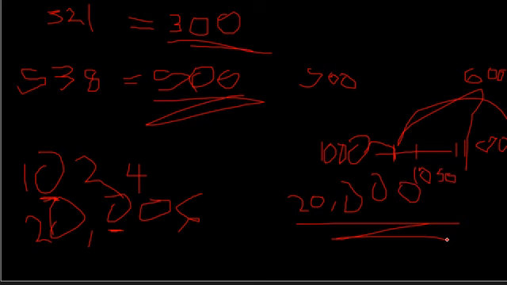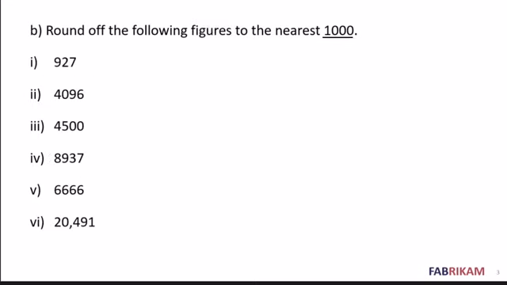Let's go to the next example. Next question. Round off the following figures to the nearest 1,000. Okay, let's look at 927. When you look at it in the view of thousands, it lies between 0 and 1,000 itself. You see, it lies between 0 and 1,000 itself.